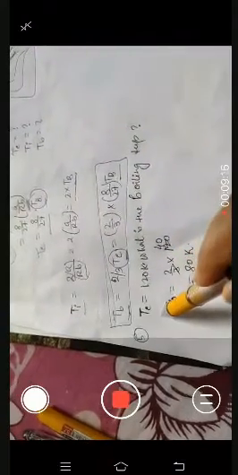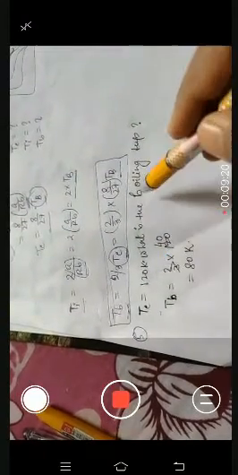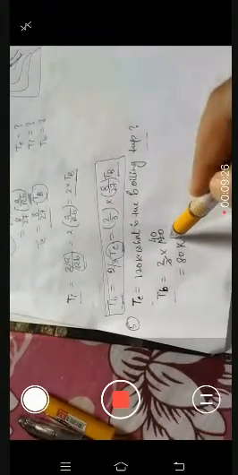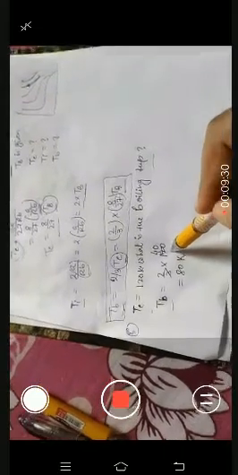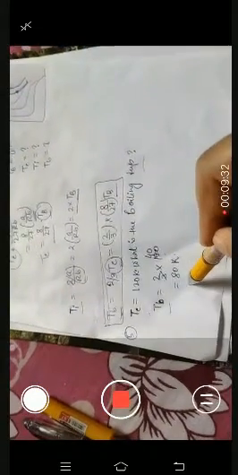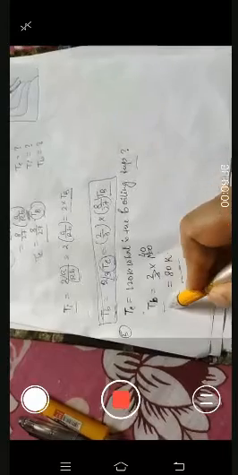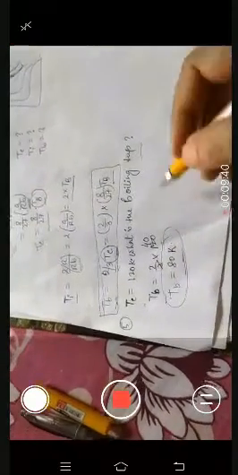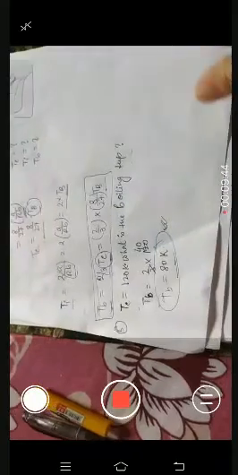Just like this problem, TC is 120 Kelvin. What is the Boyle temperature? You know TB, small b, is 2 by 3 times TC. So you simply put this value, and the Boyle temperature of this gas is 80 Kelvin. I have given a similar type of problem in your assignment. You can see.